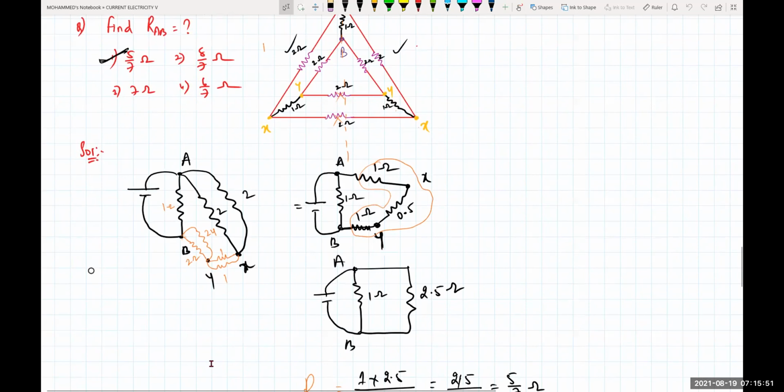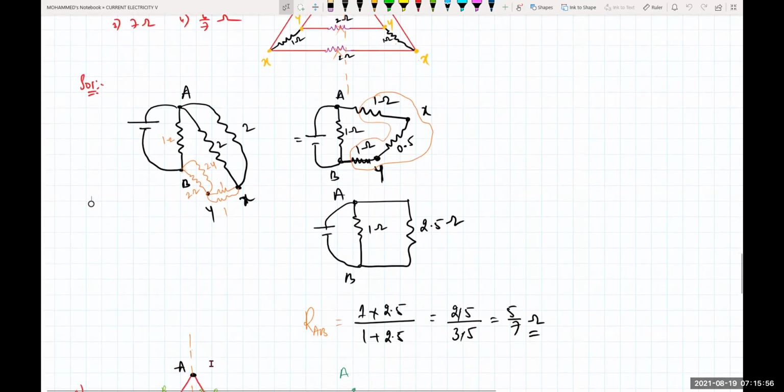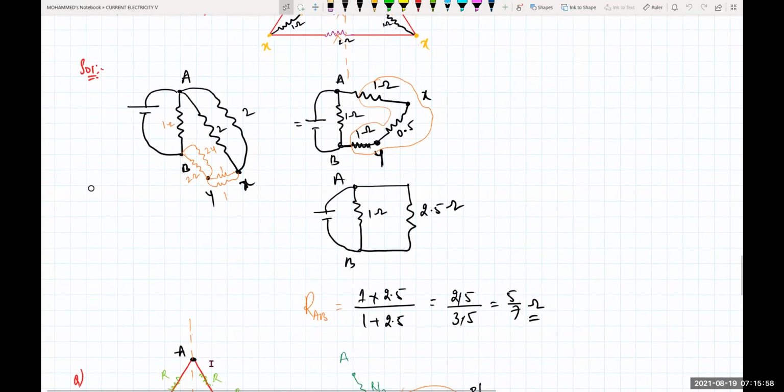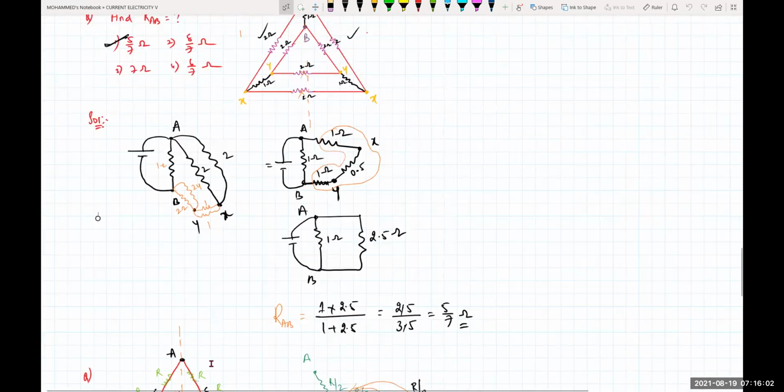So 1 ohm, 0.5, 1 will be in which combination? Series combination. So that will become for me 2.5. This 2.5 will become parallel with this one. So that will become for me 1 into 2.5 divided by 3.5. That will become for me 5 by 7.